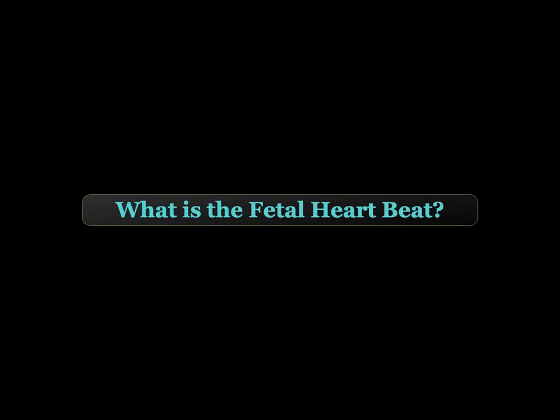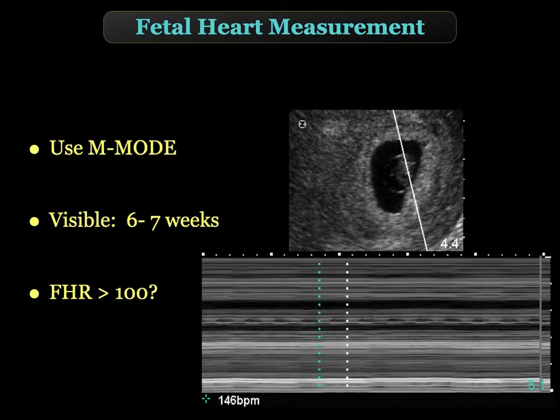All right, let's talk about the fetal heartbeat. So in order to measure the fetal heartbeat, you want to use M mode. M in M mode stands for motion over time. Generally, if you can see a fetal pole, you should be able to see cardiac activity, and this is when you can measure the fetal heart rate. This is generally visible at some point after 6 weeks of pregnancy.